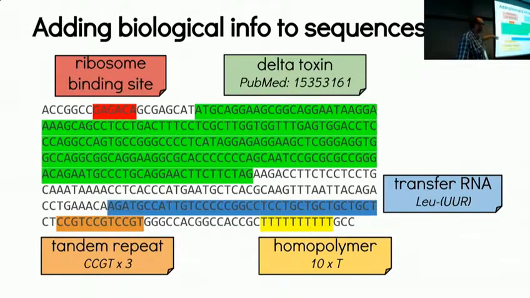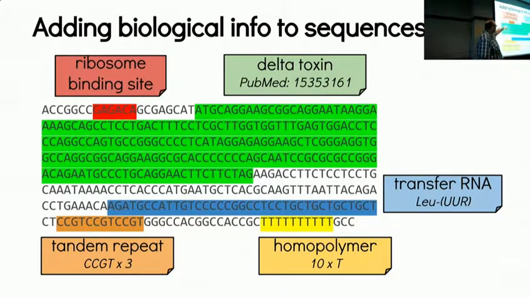Here's an example of a segment of a genome where I've annotated bits of it. The big green blob there is a protein coding gene. It's got a start codon, the ATG. It's got a stop codon, TAG. And it's been annotated there, that green little sticky note, as, say, delta toxin. That's an example of an annotation. It's got a PubMed identifier associated with it in case you wanted to find out more about the delta toxin.